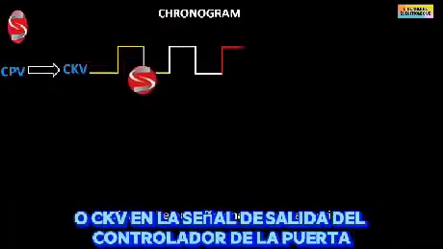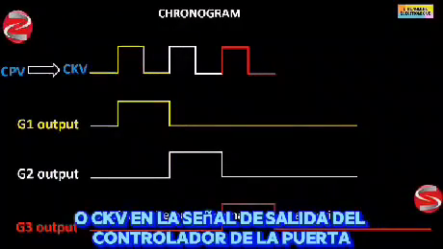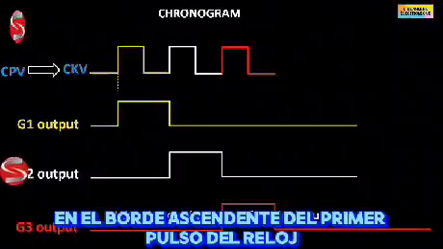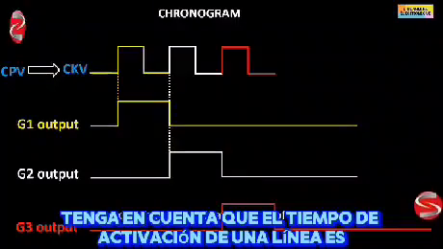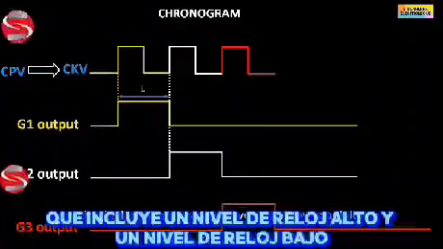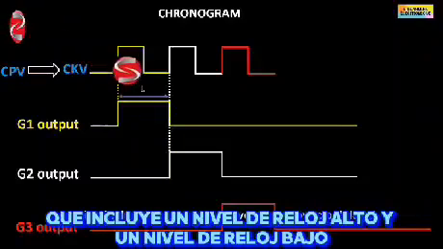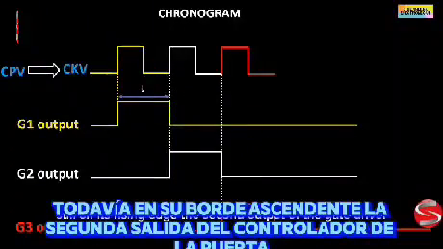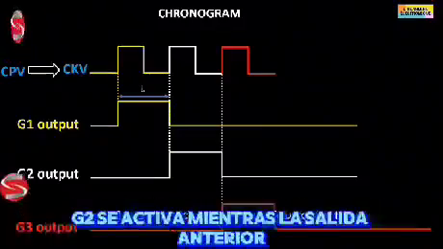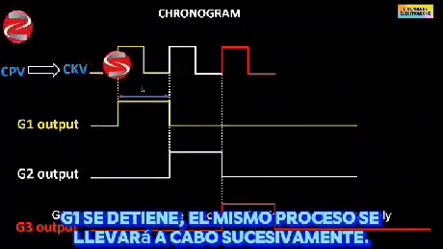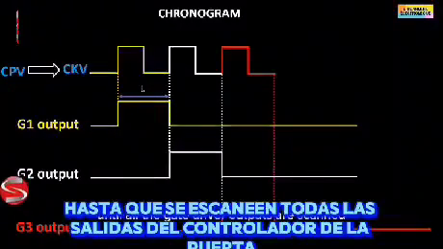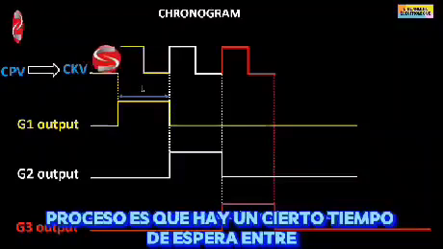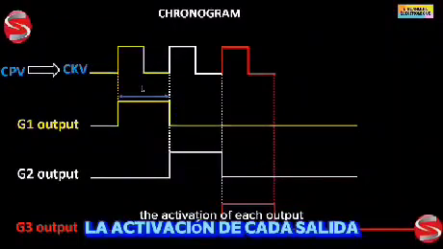Here is a chronogram that represents the correspondence between CPV or CKV and the output signal of the gate driver. At the rising edge of the first clock pulse, the first output of the gate driver called G1 is activated. Note that the activation time of a line is equal to the duration of a clock pulse, which includes a high clock level and a low clock level. At the second pulse of the clock still on its rising edge, the second output of the gate driver G2 is activated while the previous output G1 is stopped. The same process will take place successively until all the gate driver outputs are scanned. The disadvantage of this process is that there is a certain waiting time between the activation of each output.